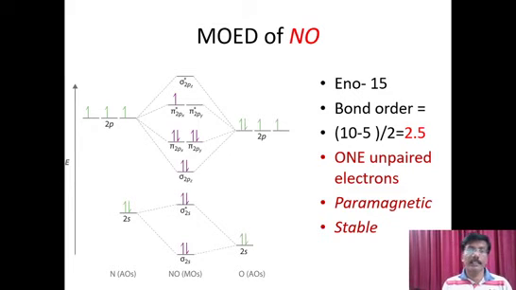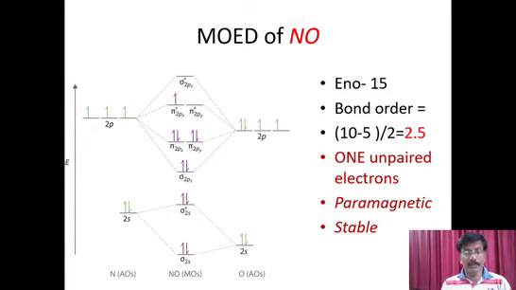Now we can calculate the features. First, bond order. The bond order is total number of bonding molecular orbital electrons are 10, minus antibonding means 2 plus 2 plus 1, that is 5. 10 minus 5, it is 5. So 5 by 2 is 2.5. So bond order is not exact 2 or 3, it is in between, 2.5.